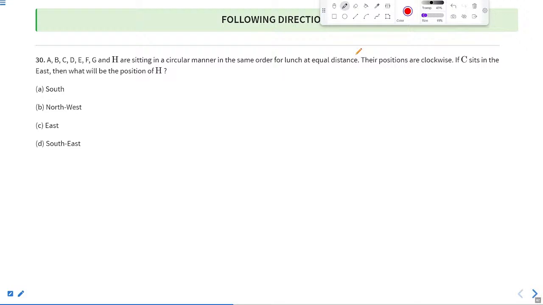30. A, B, C, D, E, F, G, H are sitting in a circular manner in the same order for lunch at equal distance. Their positions are clockwise. If C sits in the east, then what will be the position of H? A, B, C, D, E, F, G, H are sitting in the same clockwise order.